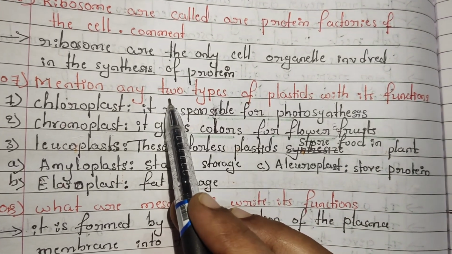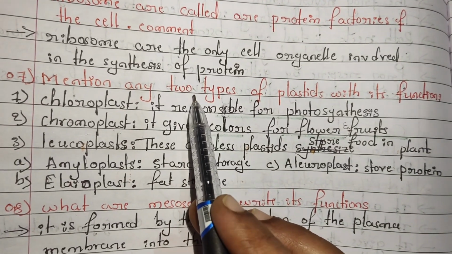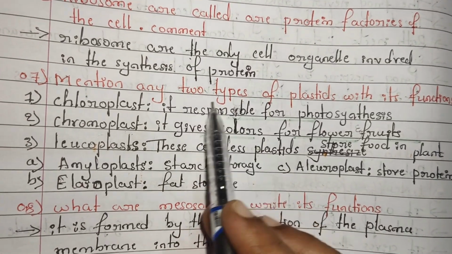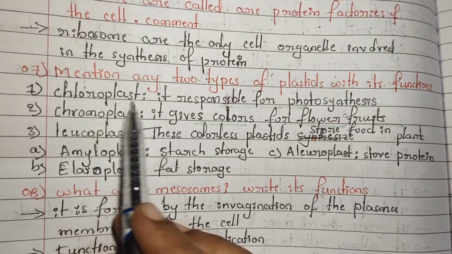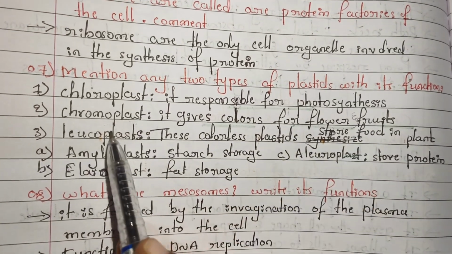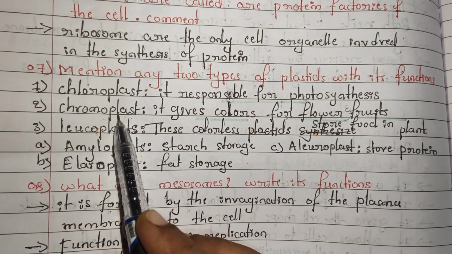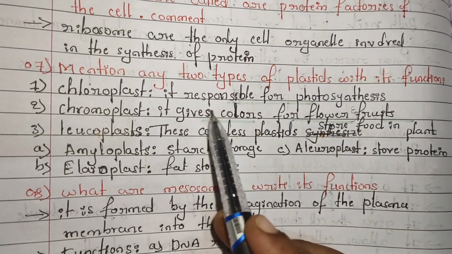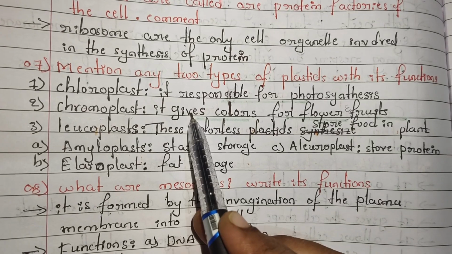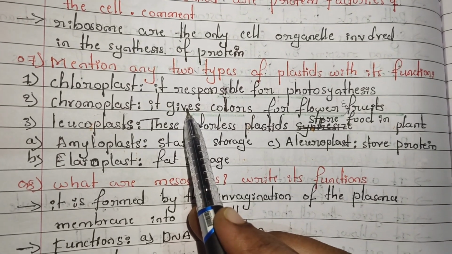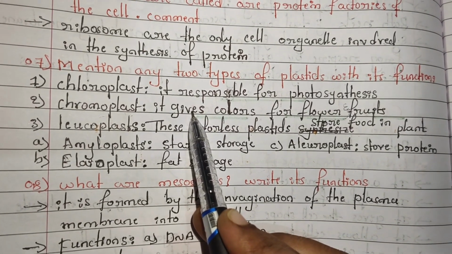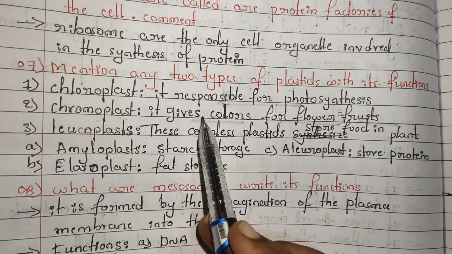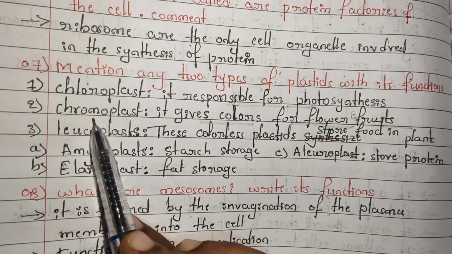So here they ask 2 types of plastid, but I mentioned 3 types. You have to read all 3 because sometimes they will ask 3 types. So first one is chloroplast. It is responsible for photosynthesis. Next one is chromoplast. It gives color to the flower and fruit. And you know very well, green chili converting into a red chili, and green capsicum converting into a red capsicum. Green banana converting into a yellow banana. So that is because of chromoplast.